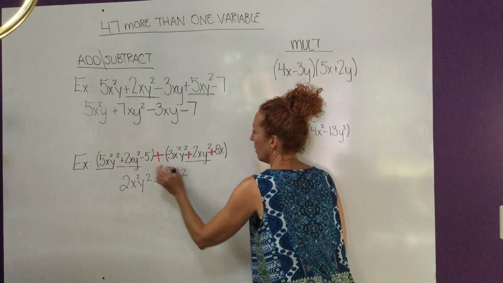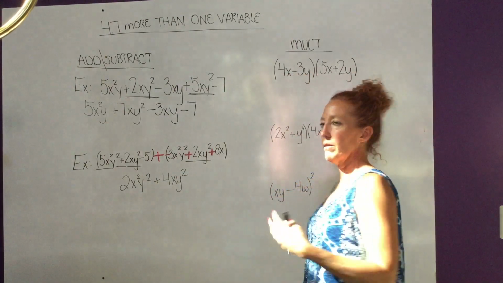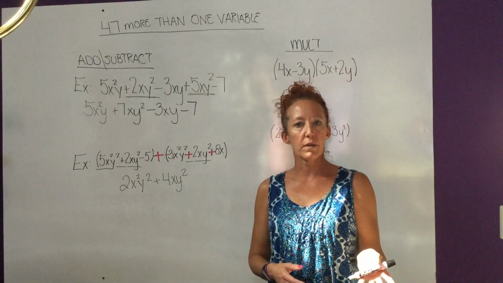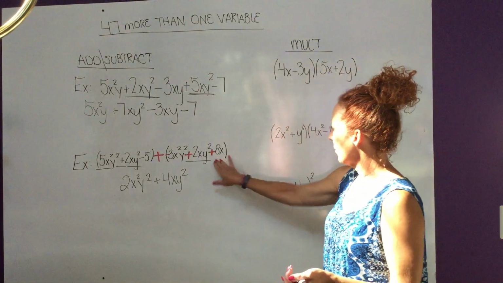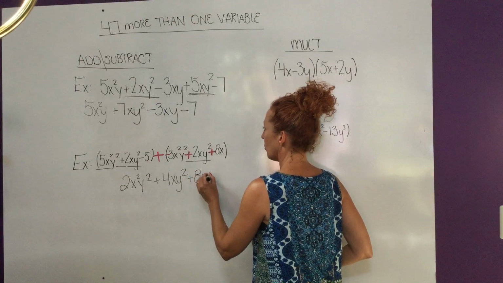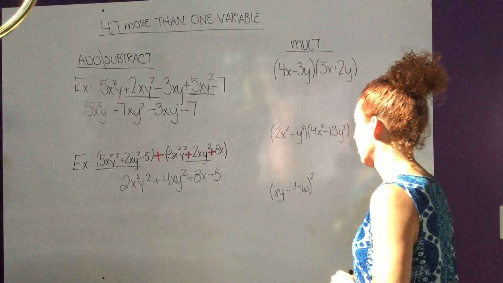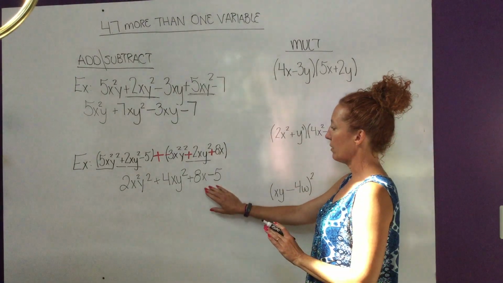4xy squared. And I have a negative 5 left and an 8x, so think about which one I might write first. And I'm going to put that 8x first because, again, I want to make sure I try my hardest to make it in descending order. And so this is our final answer here.